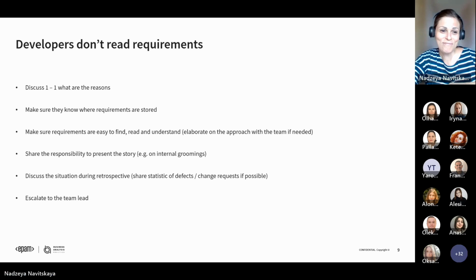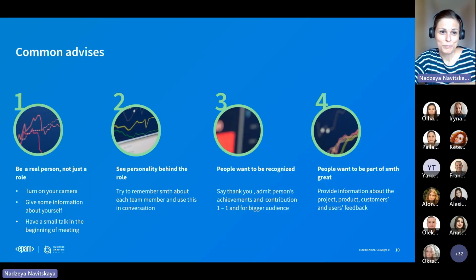Okay. So we were quite quick, and I think this is the last slide with the common advice. Everything I said before, of course, you can use, but here are some more tips.